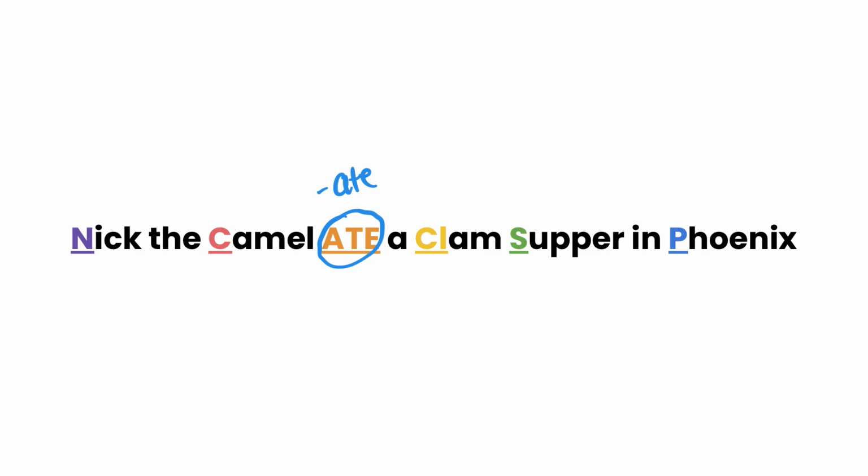Each of the words that I have colored here, Nick, camel, clam, supper, and Phoenix, helps you remember the formula for one of the common polyatomic ions. The first letter represents the element that the polyatomic ion starts with. Nick starts with N. Camel is for carbon. Clam is chlorine, the S is for sulfur, and the P is for phosphate.